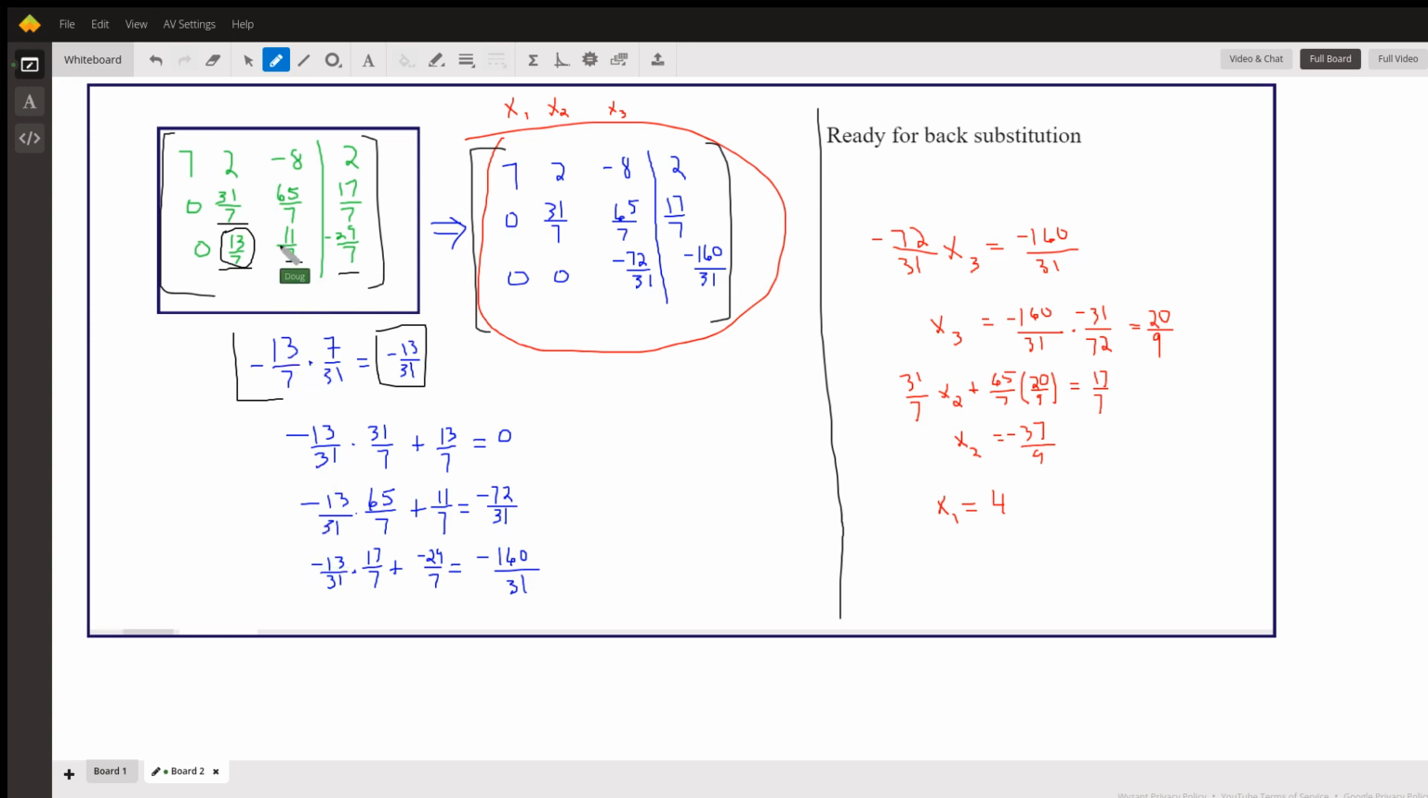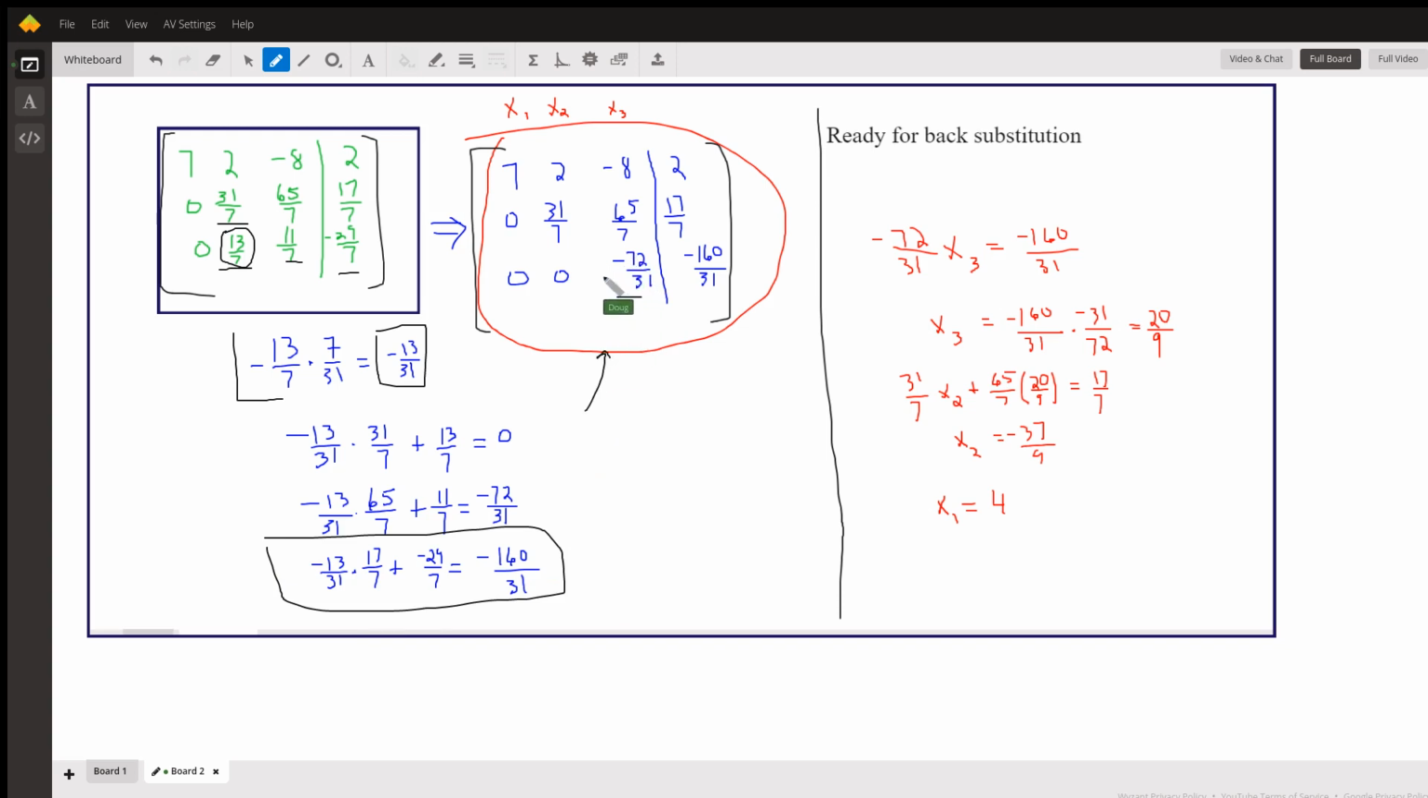So -13/31 times 65/7 added to 11/7, it's -72/31, and so on. There's that final element. So now we're ready to use back substitution.